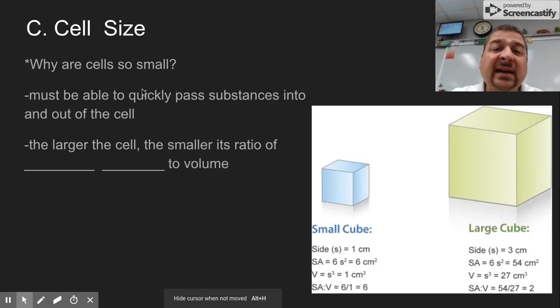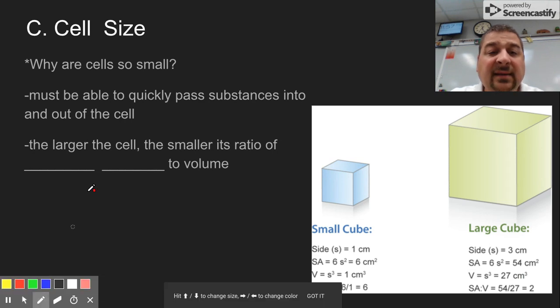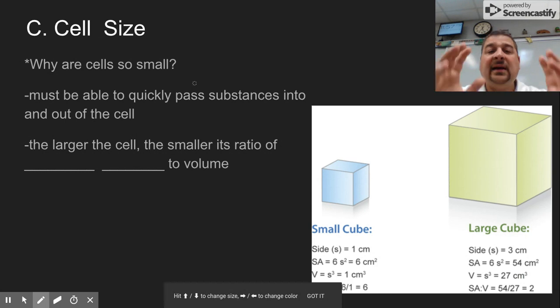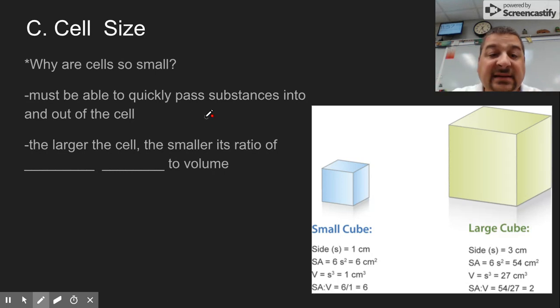Cell size. Why do we need microscopes to see cells? Why are they so small? There is this idea that the cell needs certain nutrients to survive. It needs to get rid of waste. How does it do that? Well, we look at the surface area.